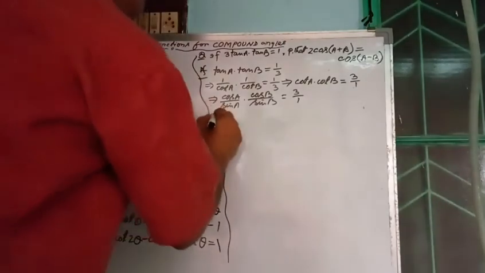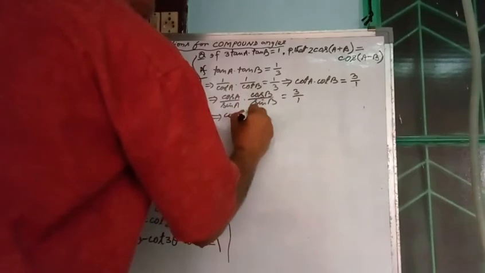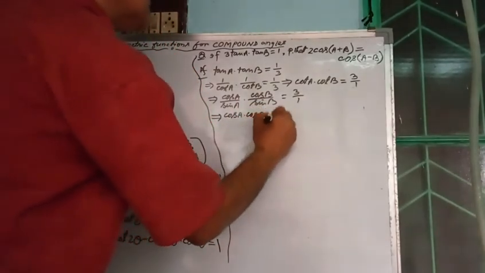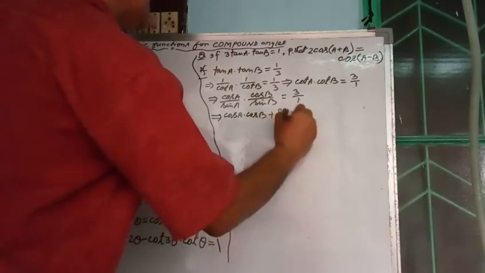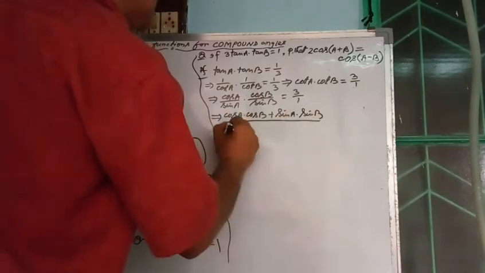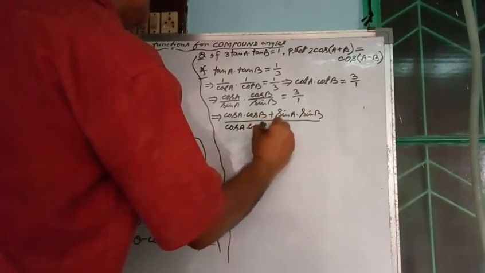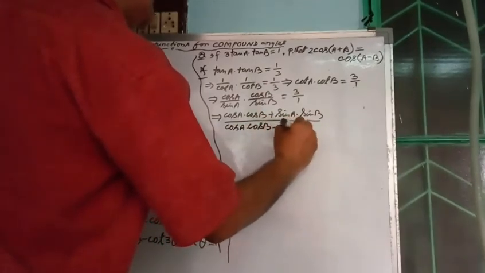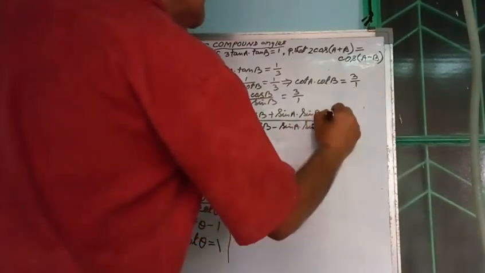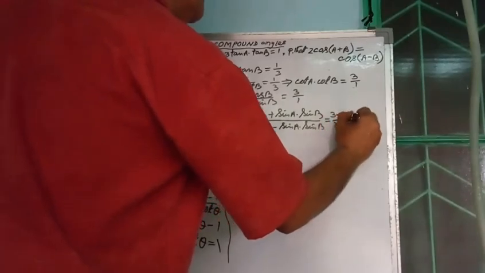After this, if we take componendo and dividendo, then we will get cos A cos B plus sin A sin B by cos A cos B minus sin A sin B is equal to 3 plus 1 by 3 minus 1, which is equal to 4 by 2 is equal to 2.